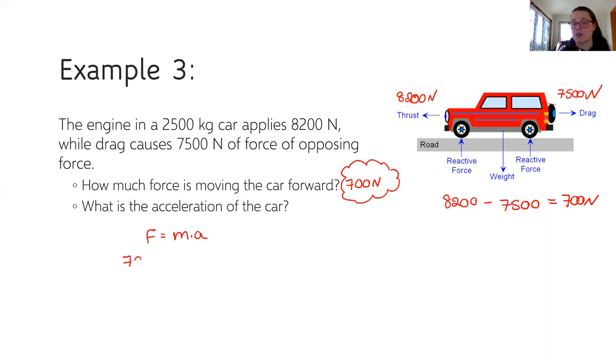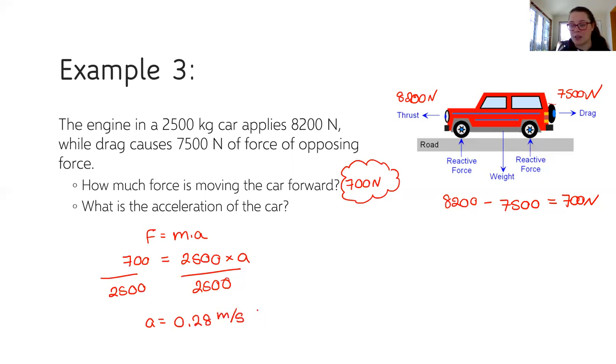So we're going to use 700 equals the mass of the vehicle, 2,500, times our acceleration. Divide both sides by 2,500, and acceleration is equal to 0.28 meters per second squared. And that's our other number. So really not too difficult to calculate. You think about what forces are opposing each other.